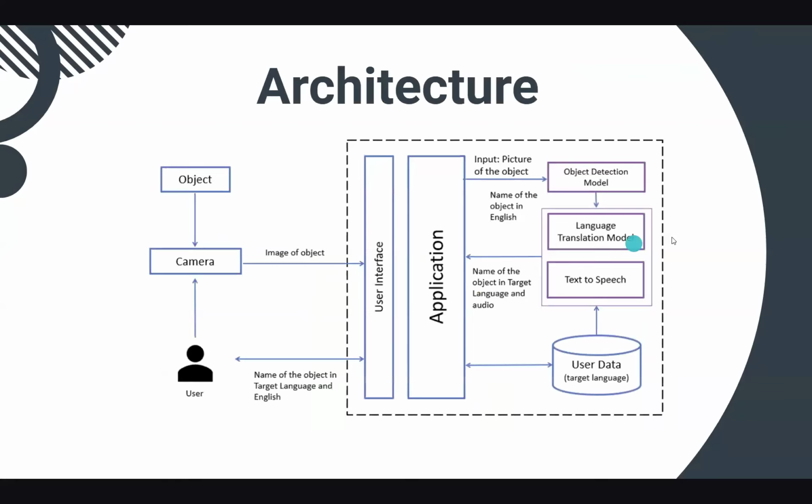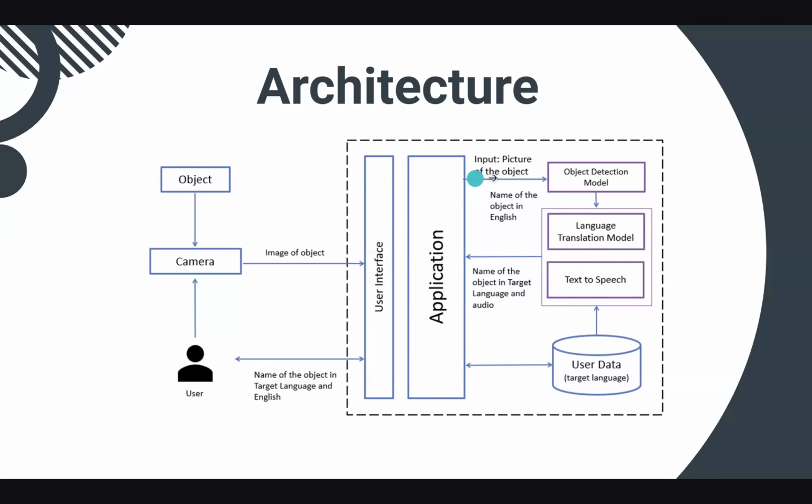This is our architecture. The user will be standing in front of the camera with an object in their hand, or they can point the camera at an object. From the camera, we are taking the live feed of the object through the user interface. The user interface has multiple options where you can select the language and select what kind of pronunciation you're expecting. And this is the application.